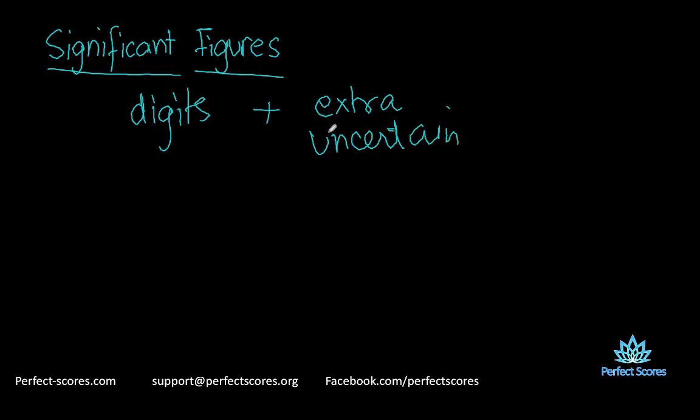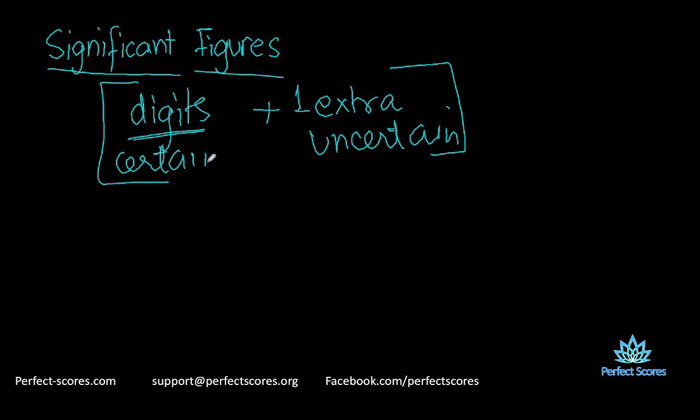And now these certain digits plus the one uncertain digit is known as a significant figure. The relevant digits, the certain ones, plus the one extra uncertain digit, so that is called significant figures. Now it's time to revise few of the rules that you need to remember when you're talking about significant figures.